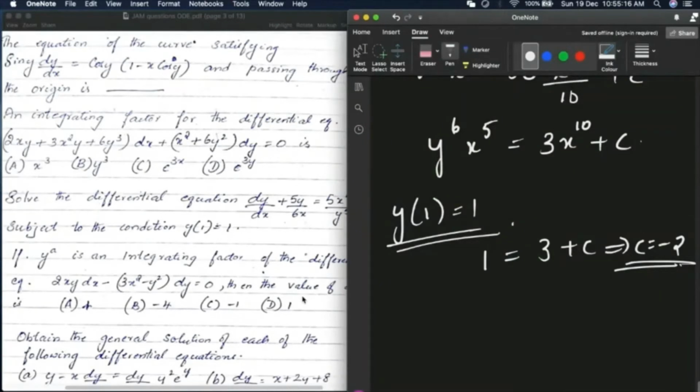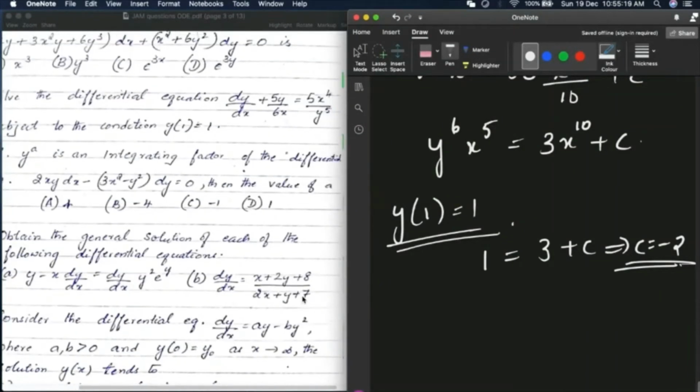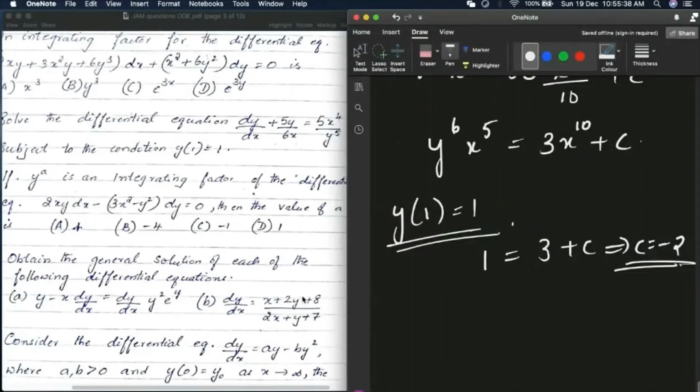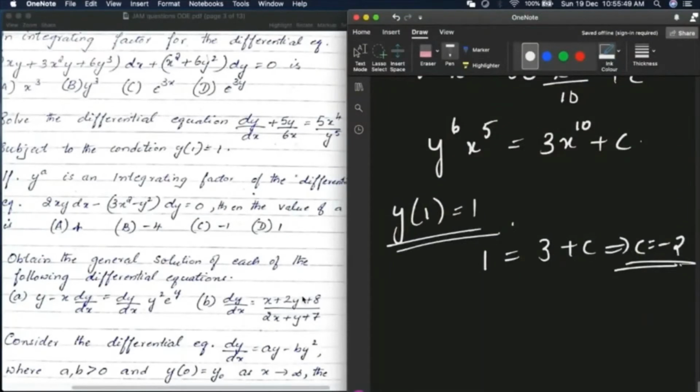If y raised to a is an integrating factor of the differential equation, find the value of a. Again, it's a similar problem, finding an integrating factor. We have seen so many problems. Every year, one question definitely is coming on integrating factor, after every three or four questions. And we have solved linear or reducible to linear also in every set of three or four. In every question paper, you can expect one on linear or reducible to linear. That means either Legendre's, where you may have to go for two substitutions, or Bernoulli's. Bernoulli's is only a special case of Legendre's.